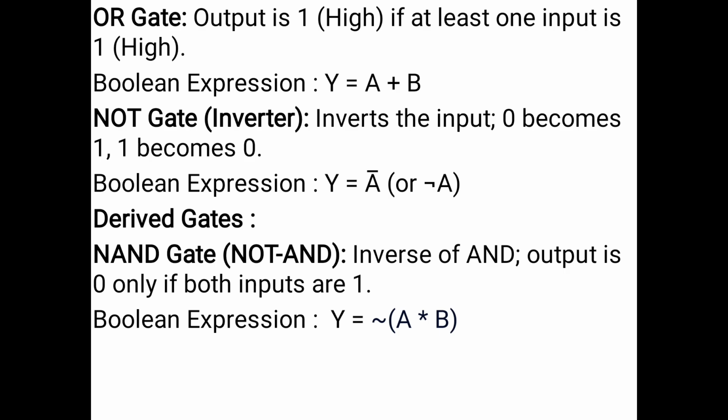Derived gates. NAND gate, which is a NOT AND gate or inverse of AND gate. Output is 0 only if both the inputs are high. It is expressed as y is equal to inverse of a dot b.